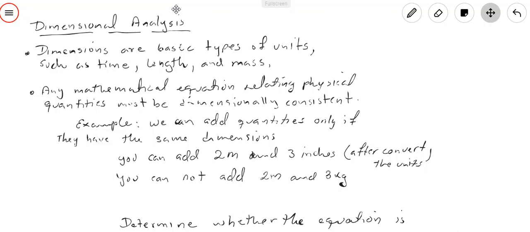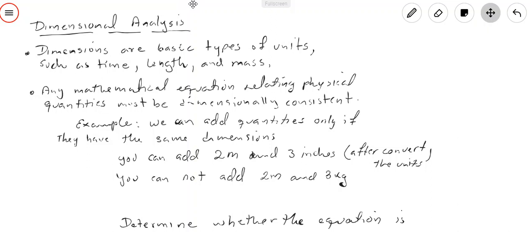Hi students, in this video I want to talk about dimensional analysis. First, dimensions are basic types of units such as time, length, mass. Any mathematical equation relating physical quantities must be dimensionally consistent.